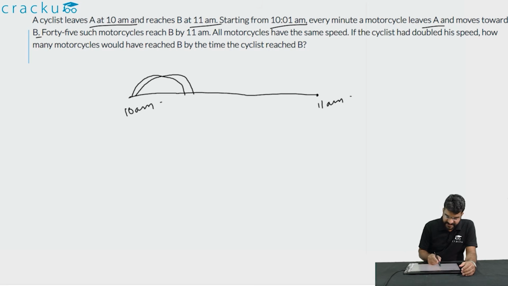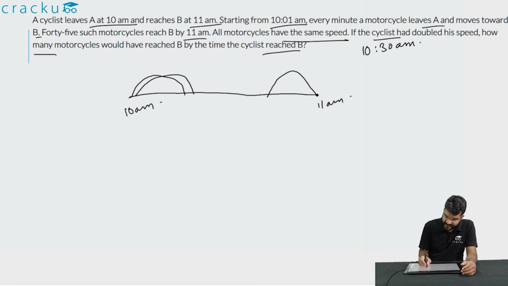45 such motorcyclists reach B by 11 a.m. All the motorcycles have the same speed. So the time taken by each motorcycle to go from A to B is the same. And we are told that 45 motorcyclists have reached B by 11 a.m. If the cyclist has doubled his speed, how many motorcycles would have reached B by the time the cyclist reached B? So if the cyclist has doubled his speed, he would have reached B at 10:30 a.m.